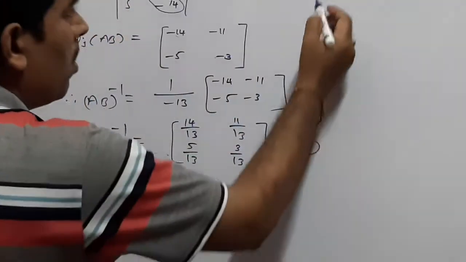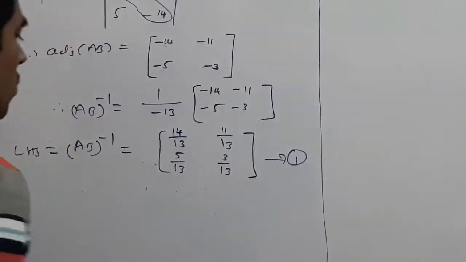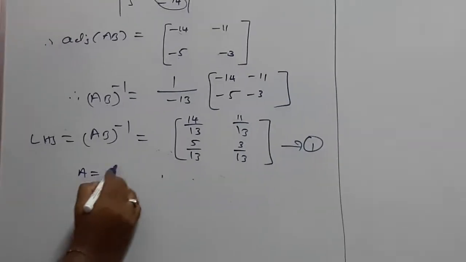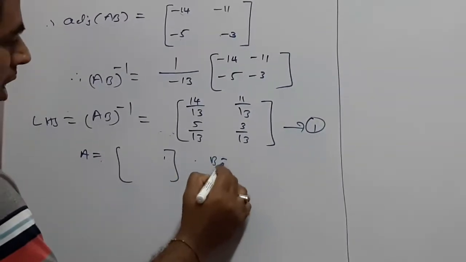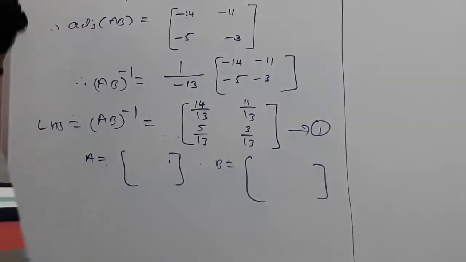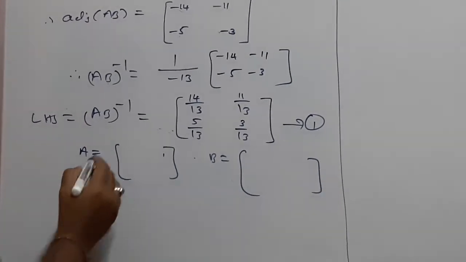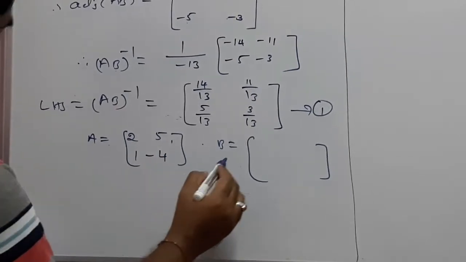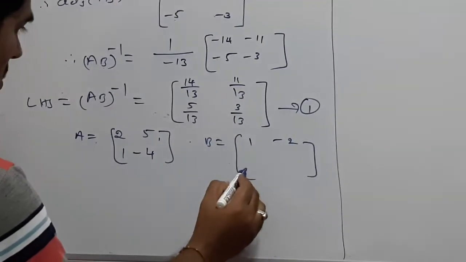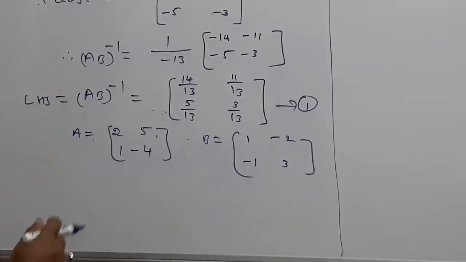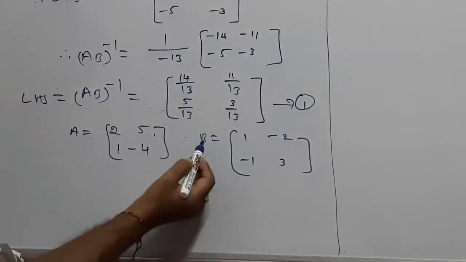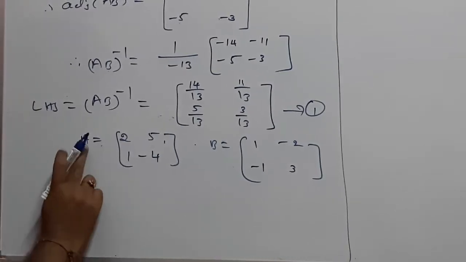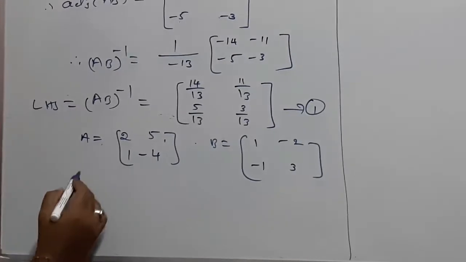Then what we have to do here: the given matrices were, let me write here, A and another matrix B. What is the matrix A here? 2, 5, then 1, minus 4. Then matrix B was this one. We have to find the inverse of A and the inverse of B. So what is the formula here?